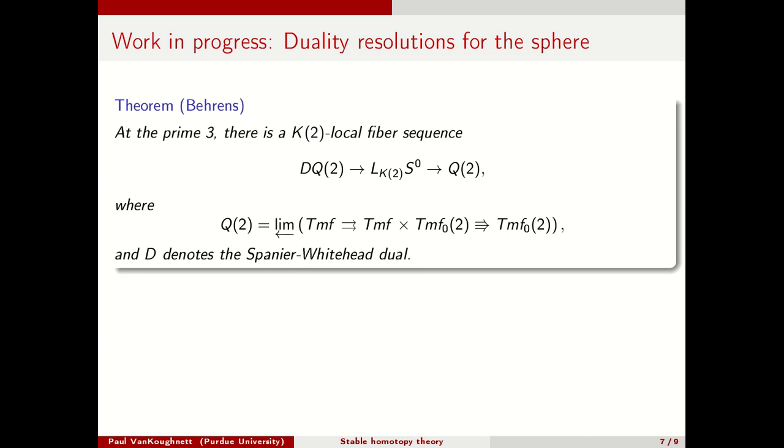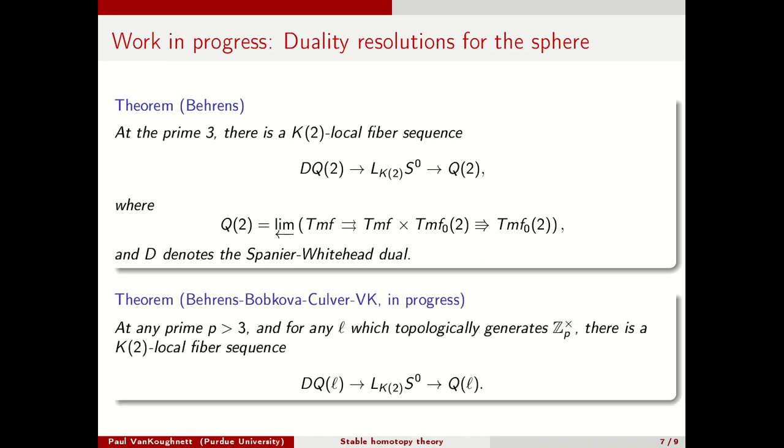Now I'd like to talk about some work in progress, which is related to duality resolutions for the K(2)-local sphere. The starting point here is this theorem of Behrens, which says that at the prime 3, there is a K(2)-local fiber sequence splitting the K(2)-local sphere into a spectrum called Q2 and its Spanier-Whitehead dual. Q2 can be defined purely in terms of algebro-geometric information. So it's the limit of a small diagram involving topological modular forms and topological modular forms with level 2 structure, and the maps in this diagram have to do with natural operations on elliptic curves with level structure, such as quotienting by the level structure.